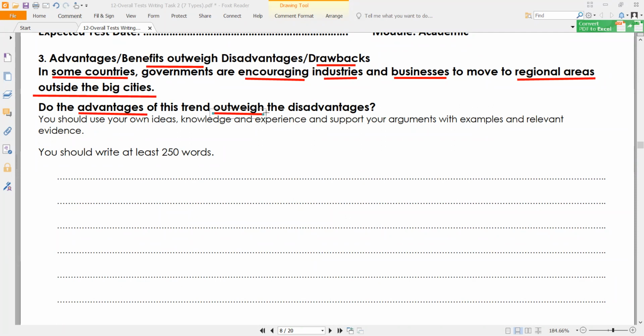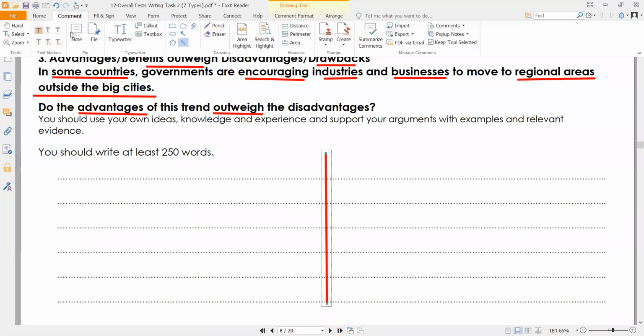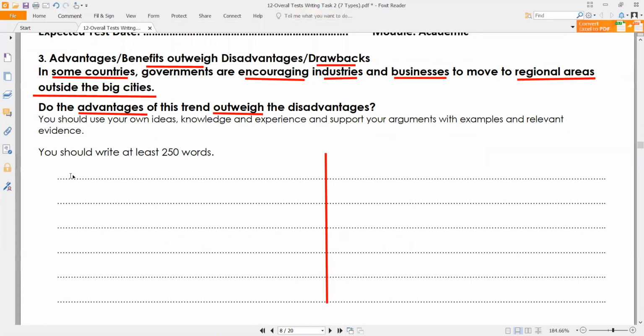Now that we've understood the question and we have looked at the statement too, we are ready to actually plan the writing. So what we are going to do first is prepare the advantages and disadvantages. So, for example, on one side we'll have the advantages, on the other hand we'll have the disadvantages. And it's quite easy, because if you look at these particular things, why would the government want, for example, factories and these businesses to leave the cities? It's pretty obvious.